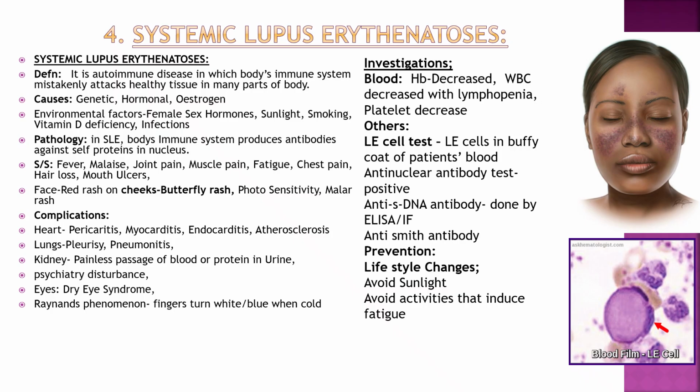Investigation: blood hemoglobin decrease, WBC decrease with lymphopenia, platelet decreased. LE cell test can be done. It is LE cells seen in buffy coat of patients. In this picture you can see. Then anti-nuclear antibody test positive, anti-dsDNA test by ELISA or immunofluorescence positive, anti-Smith antibody test. Prevention can be lifestyle modifications, avoid sunlight, avoid activities that induce fatigue. So in this picture you can see female with the butterfly rash, that is rash present on the cheeks.